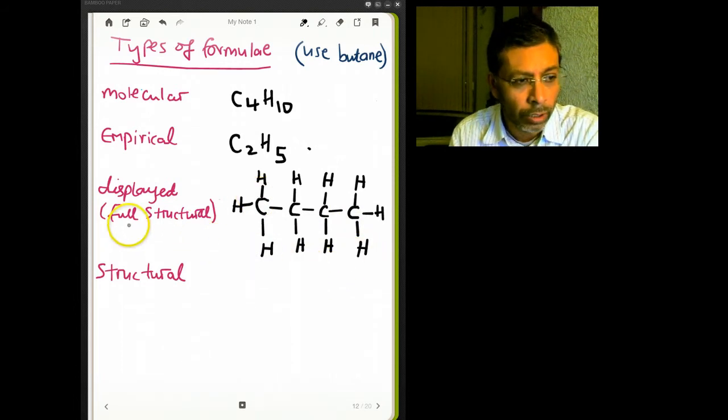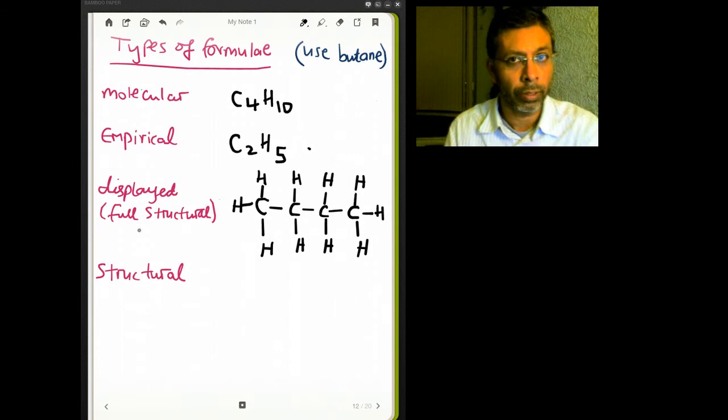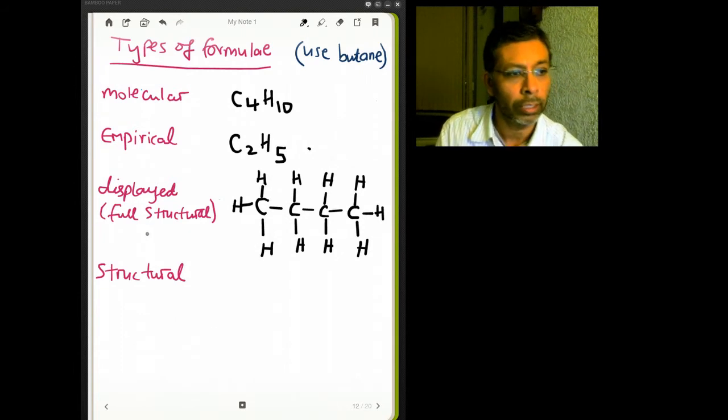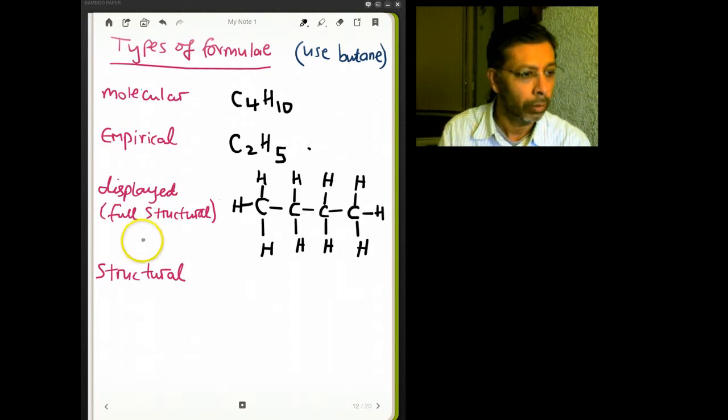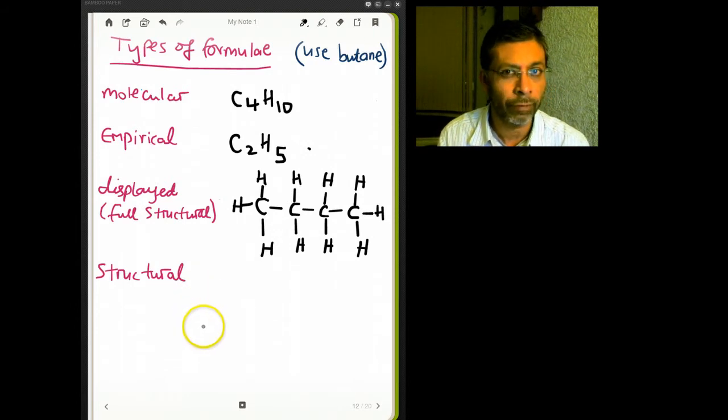Sometimes it's called the full structural formula as well. It may be called that. Displayed, full structural, and you may get another word as well that means the same thing. Right. Structural is basically a little shorthand version of writing it, but not as short as the molecular.